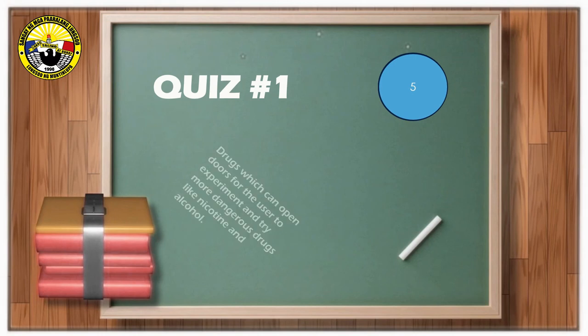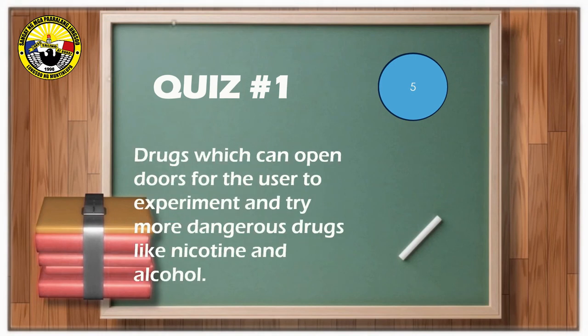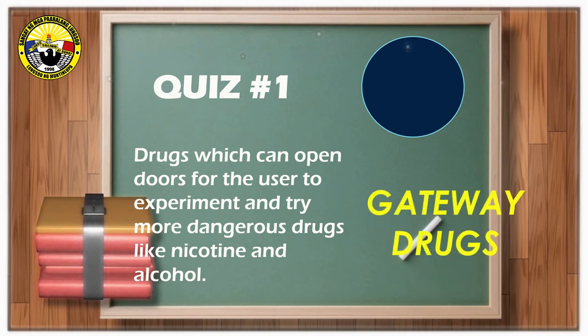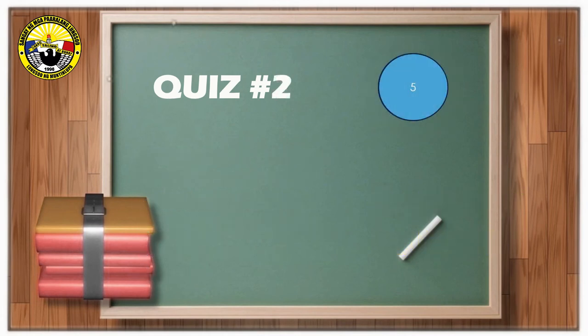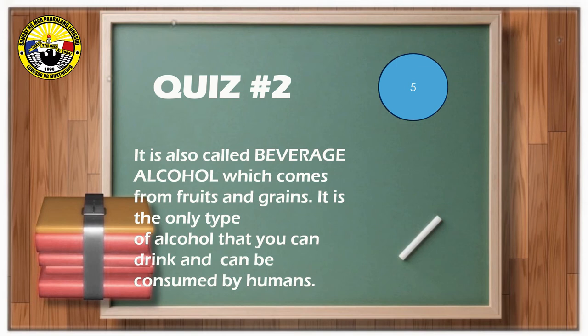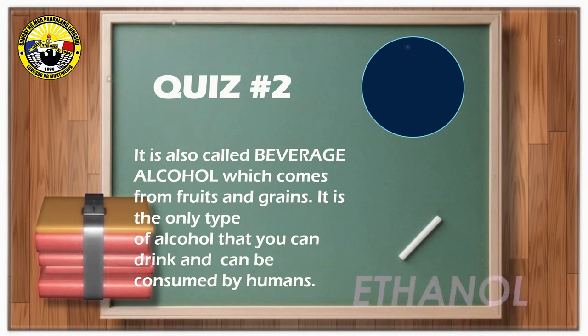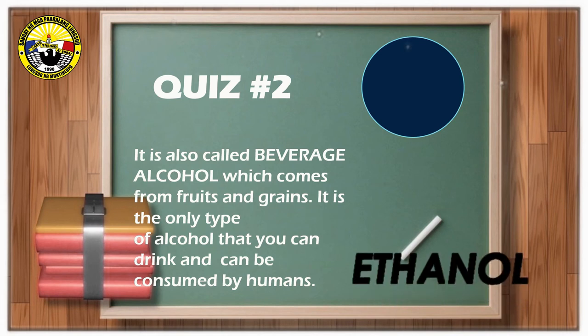Quiz number 1. Drugs which can open doors for the user to experiment and try more dangerous drugs like nicotine and alcohol. Is your answer gateway drugs? Yes, it's correct. Quiz number 2. It is also called beverage alcohol, which comes from fruits and grains. It is the only type of alcohol that you can drink and can be consumed by humans. Is your answer ethanol? Very good. You're correct.